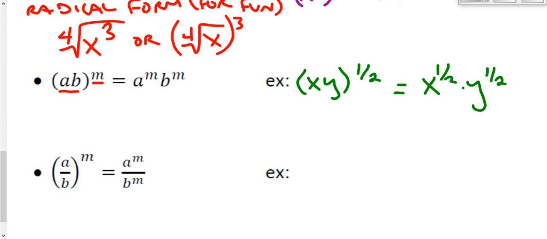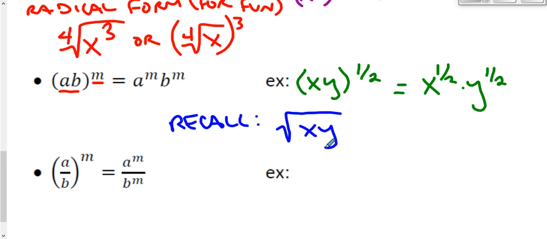So remember, from our first example, just like example A and example B, the 1/2 power means the square root. So this basically is just saying that the second root of x times y, the square root of xy, is the square root of x times the square root of y.